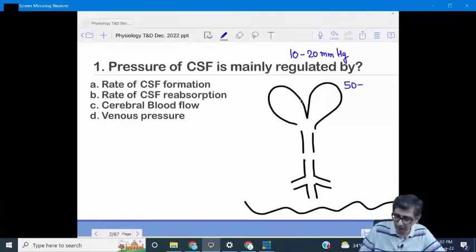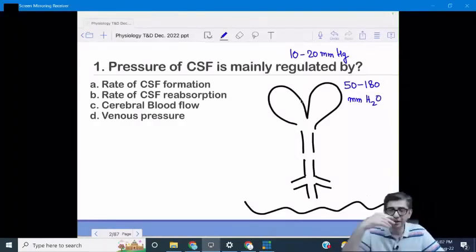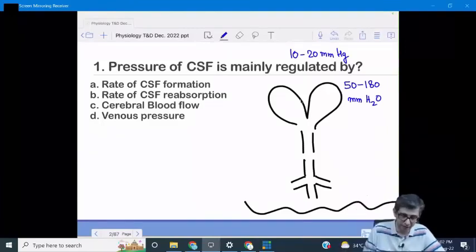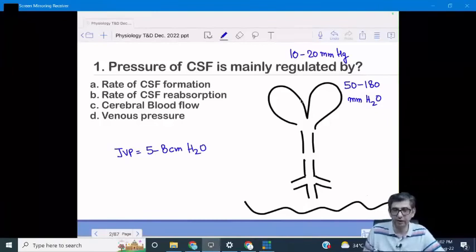And alternative terminology will say 50 to 180 millimeters of water. Mark my words there. Normally we read about millimeter of mercury or we read in centimeter of water. Like for example, when you read about JVP, it is described in centimeters of water, but look at the value that I wrote here. The value that I wrote here was not millimeter or centimeter of mercury, it was millimeter of water. So both of these values are to be remembered.